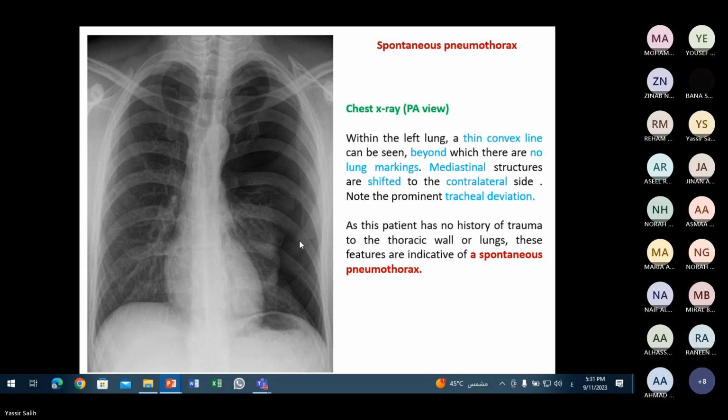Where is it? We can't see the blood vessels here. Look between the ribs. Can you see the blood vessels? Compare this area with this area. No blood vessels seen. Why are there no blood vessels? Because of the pneumothorax. Because of air. Yes, this is air. Where is this air?